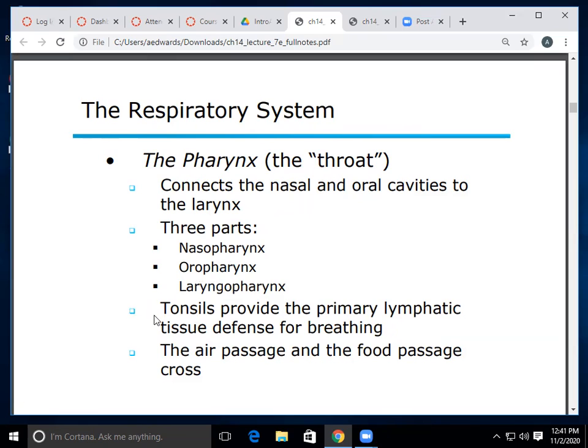Okay, anybody ever had tonsils removed or had a kid that had tonsils removed? Okay, so these tonsils provide a primary lymphatic tissue, and they are your primary lymphatic tissue defense for breathing. Okay, so they help you fight infection and things like that. All right.